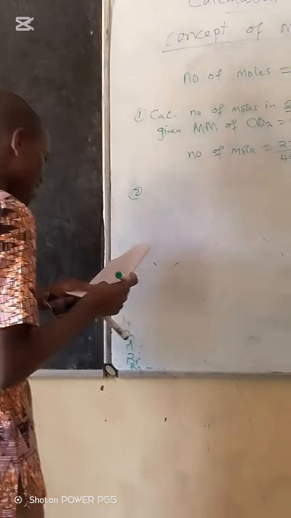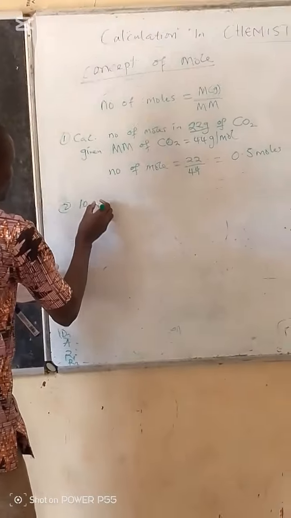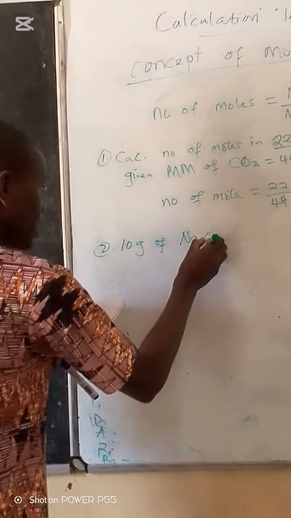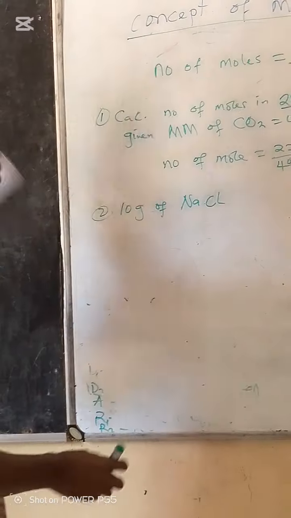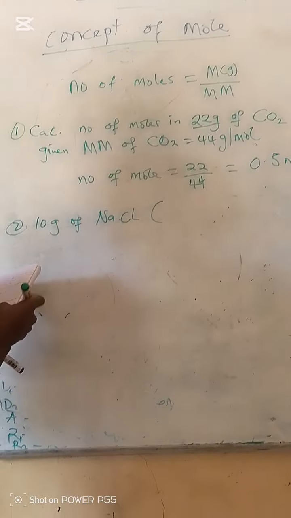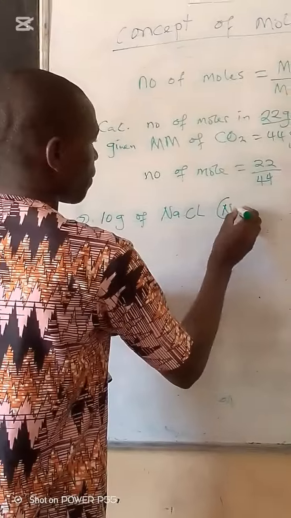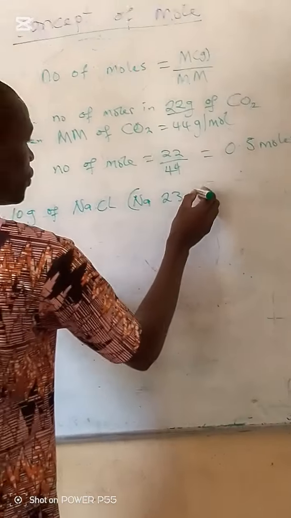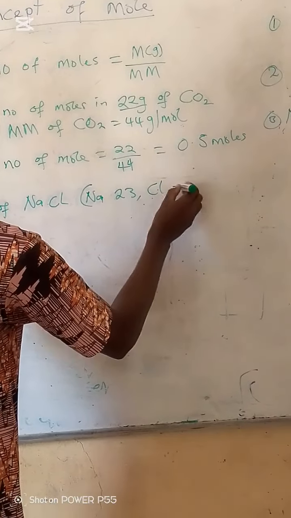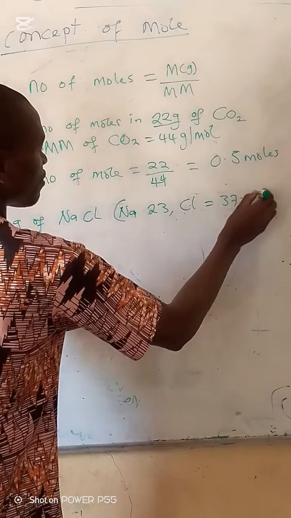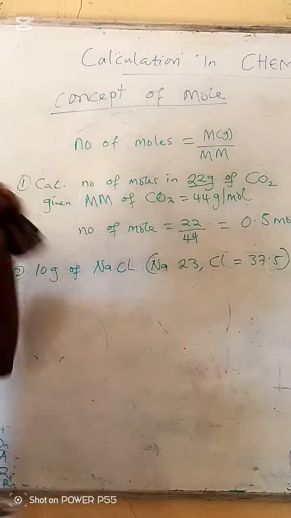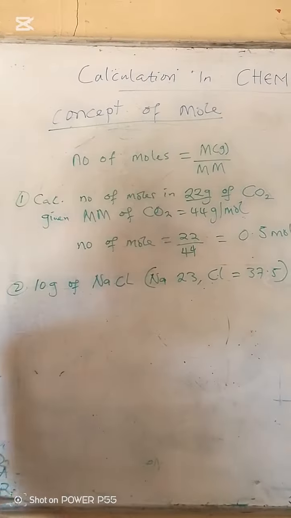The second example says find the number of moles in 10 grams of sodium chloride, and it is given that sodium is 23, that's the mass number, and chlorine is 37.5. This is mass. Now, sometimes you may not be given the molar mass directly, but you will be given what you will use to calculate it.